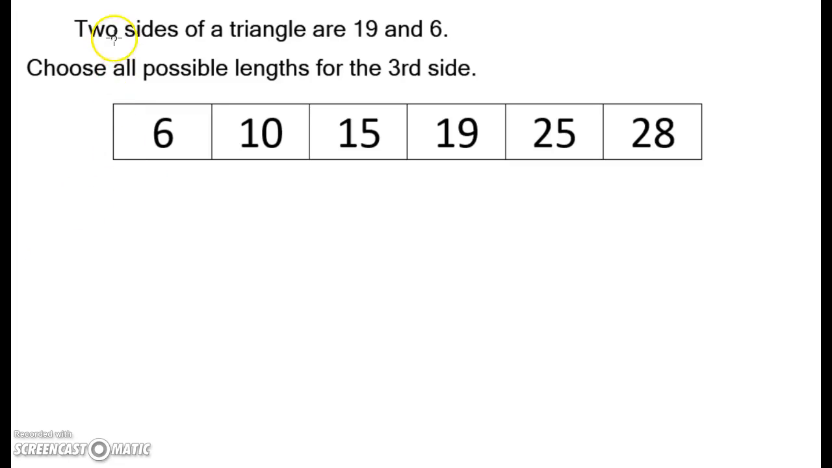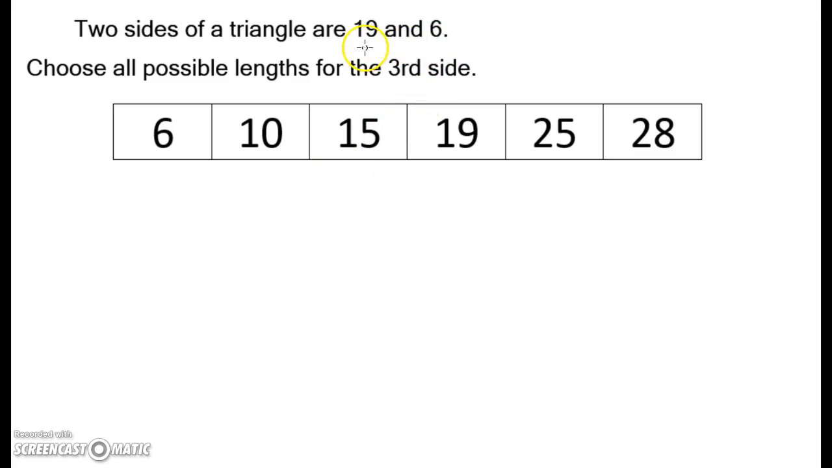For this example, I need to choose all of the possible side lengths that could be a third side of this triangle, if one side is 19 and one side is 6. Now, if you watched the last video, I said I like to pretend like the longest side of the triangle is like a river, and I'm trying to use the other two sides to make a bridge over it.